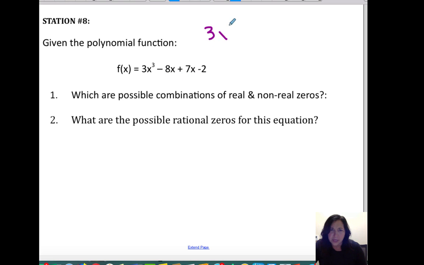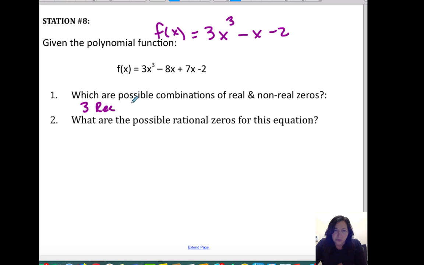This looks like 3x cubed minus 8 plus 7 is just minus x minus 2. It's asking me all the possible combinations. Well, it's a cubic. So your options for number 1 are you can have 3 real answers, or you can have 2 imaginary and 1 real. And that's it.